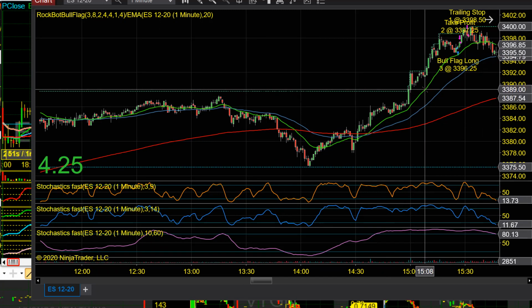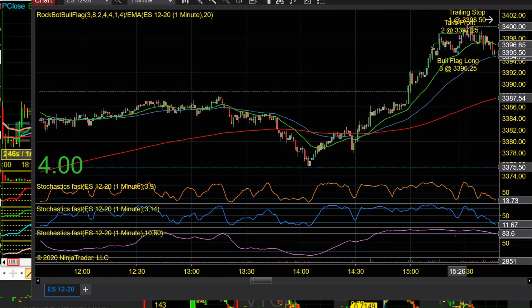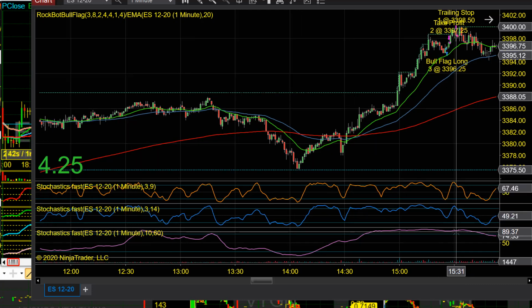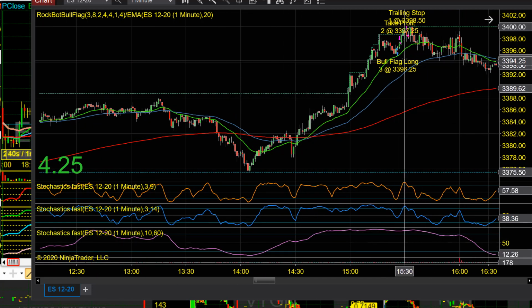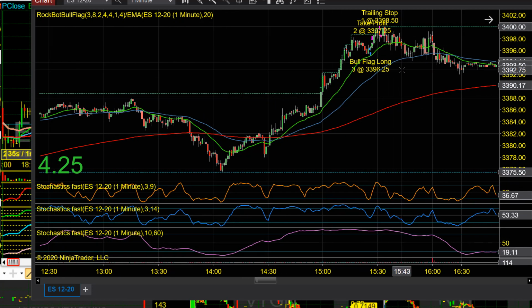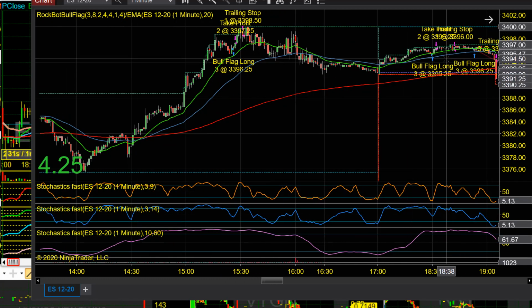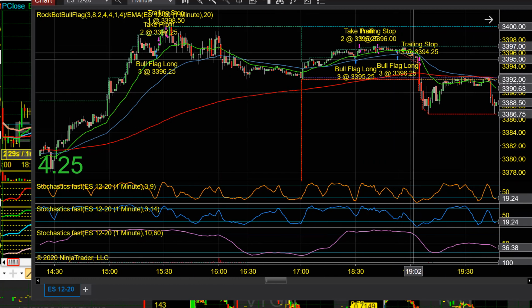Popped. This was a clear one. Rip up higher. Pull back. Look at it pull back. Look at where the stochastics were. That was a perfect example of a bull flag right there. And then boom, right back up. Then it took profits, and then a trailing stop came in and locked it in. So that was perfect. Another nice bull flag here, taking profits.